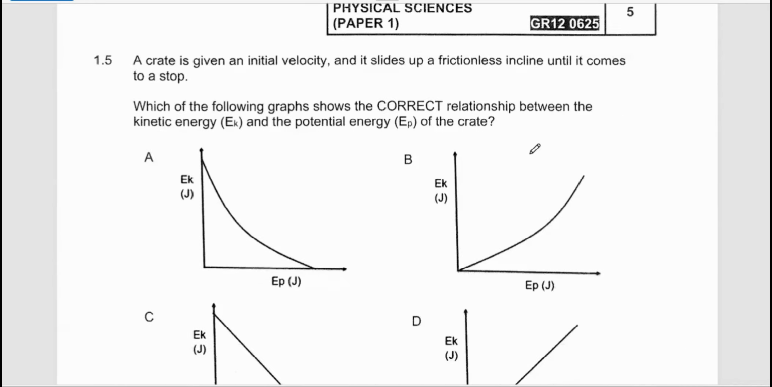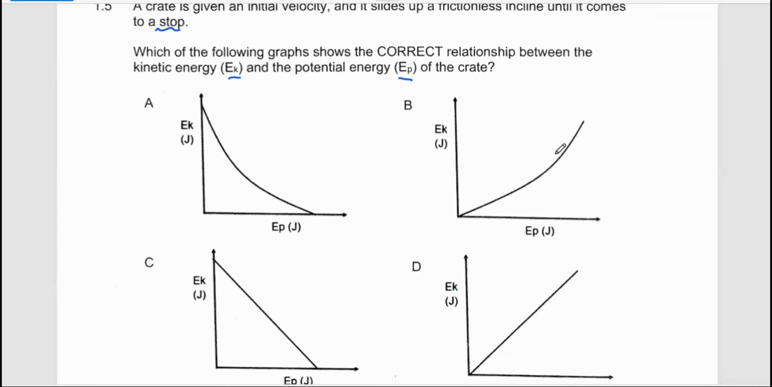And then 1.5. They're telling us that a crate is given an initial velocity and it slides up a frictionless incline until it comes to a stop. Which of the following graphs shows the correct relationship between the kinetic energy and the potential energy? So we know that when the crate is sliding up, the moment it stops, at that point, the EK is going to be 0.